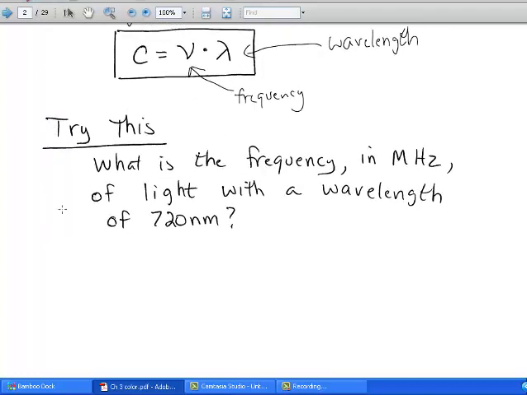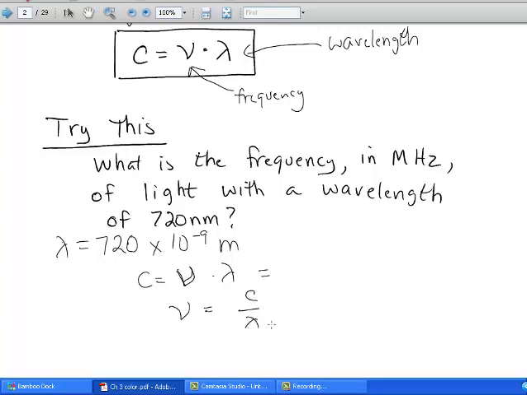The wavelength, lambda, is 720 nanometers, which we know is 720 times 10 to the minus 9 meters. It's not scientific notation, but we've converted it to meters. And then we can use the equation c equals nu times lambda. So we can then solve for nu, which equals c over lambda. And then we can start plugging in our numbers.